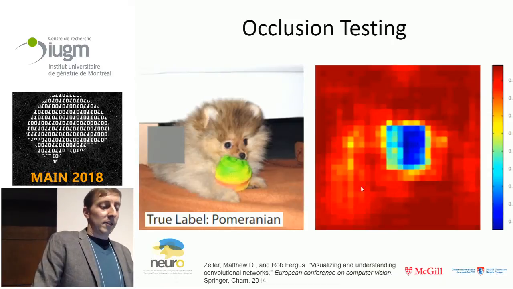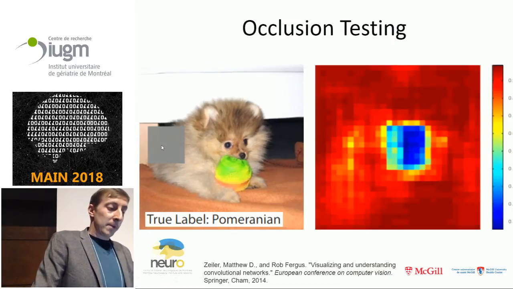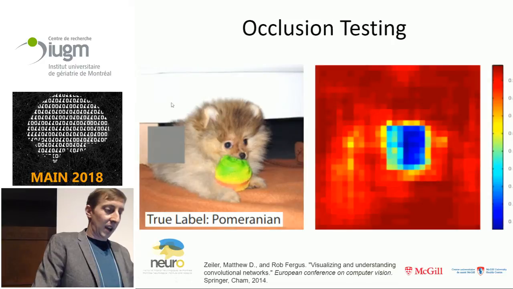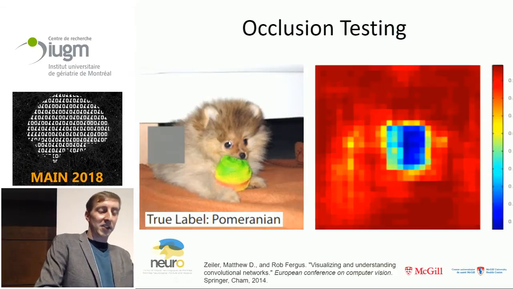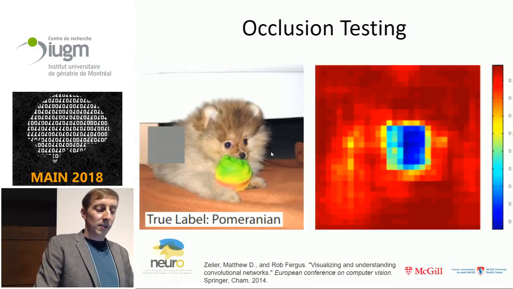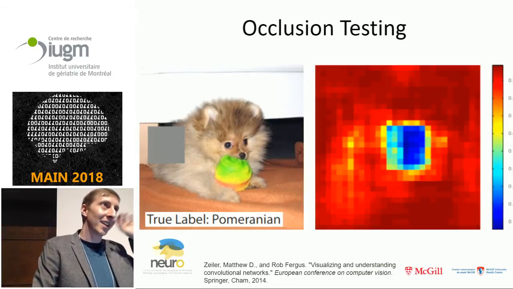This Pomeranian is classified as a Pomeranian when the square is occluding almost all of the image, but when it's right in front of the face, it does very poorly. And there's more results where, when it's right over the face, it predicts tennis ball because there's also a tennis ball. But this is maybe not how our visual system interprets what we see. I don't think there's a gray square in our brain that's sliding over.